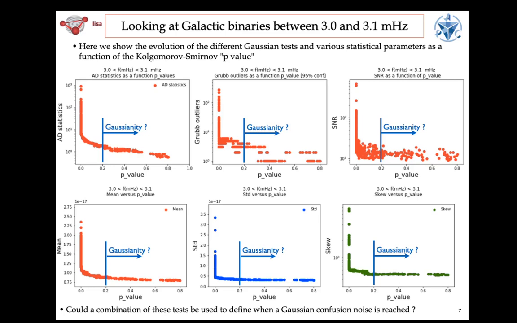We can look at the various parameters of this distribution, the mean value, the standard deviation, and the skewness. And they also show the same kind of behavior as a function of the p-value. The correlation starts with a high value, diminishes very rapidly, and then reaches a plateau in all these cases, particularly the skewness. So the question here is the following: could a combination of these tests be used to define when a Gaussian confusion noise is reached?